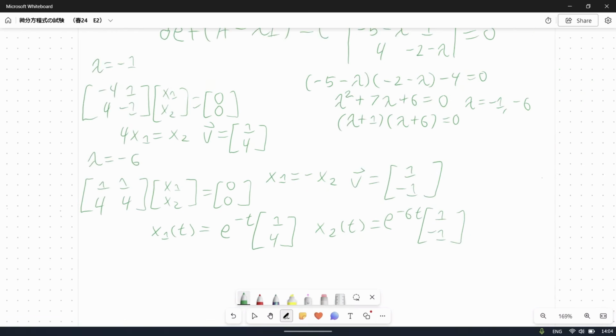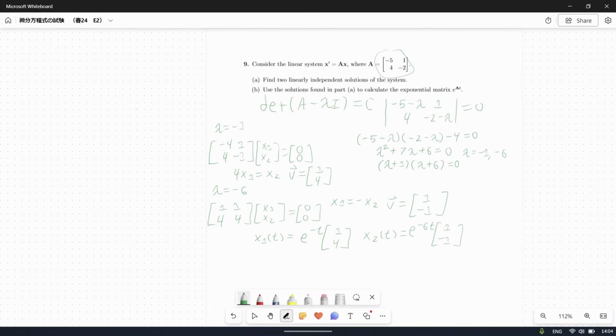So we have completed the first part of this question. This is the answer for part A. And now we can move on to part B.